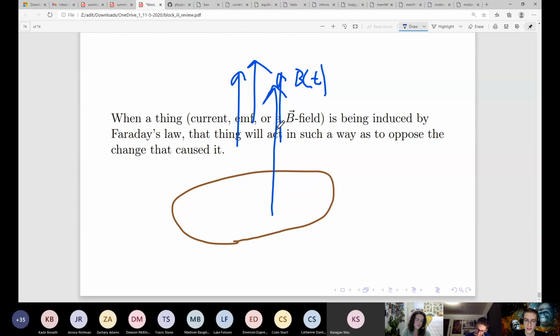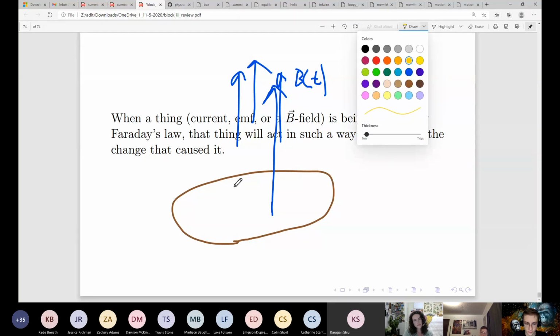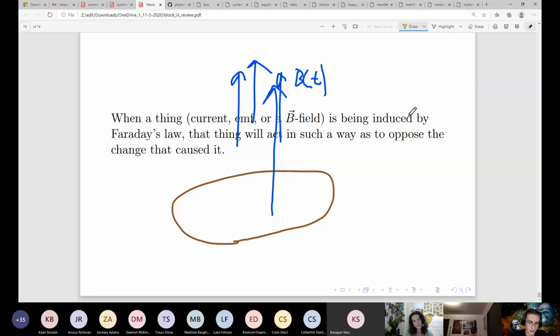The induced effects need to counteract those changes. So the current that's going to be induced in the loop is either going to go clockwise or counterclockwise. I don't really know which way yet. But let's think about what's happening to the B field. It's getting more and more upwards. It's getting stronger and stronger upwards with time. That means that the induced EMF, or sorry, the induced current has to necessarily be going clockwise.